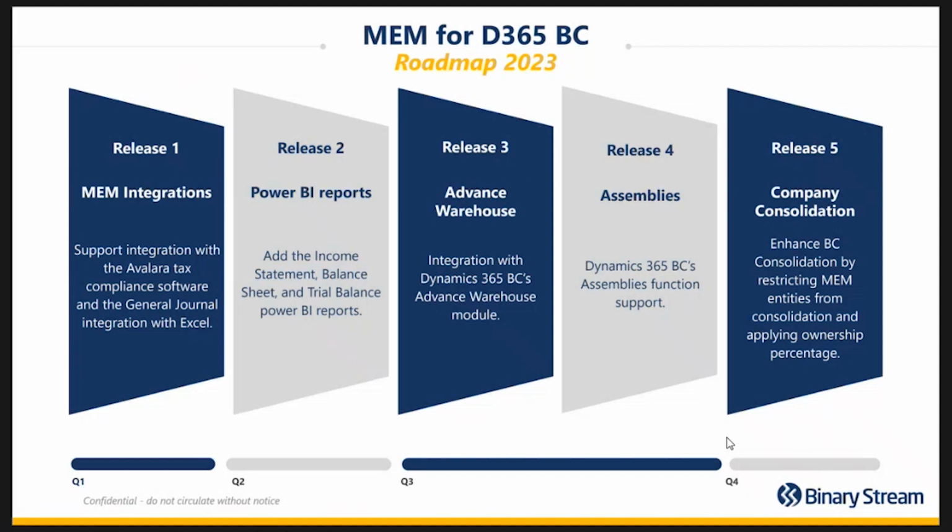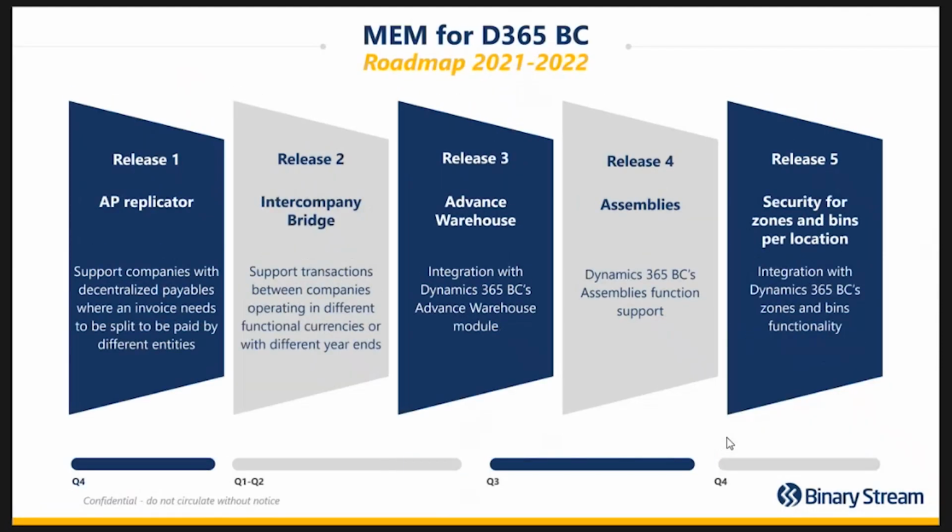But here are a few examples of what we're doing this year. Obviously there's more behind the scenes, but I wanted to populate a slide with some examples. Really just understand that this is an ever-changing, ever-improving product with a clear roadmap identified. So here's 2022. You can see intercompany bridge was created last year, advanced warehouse assemblies. There's a ton of stuff happening.